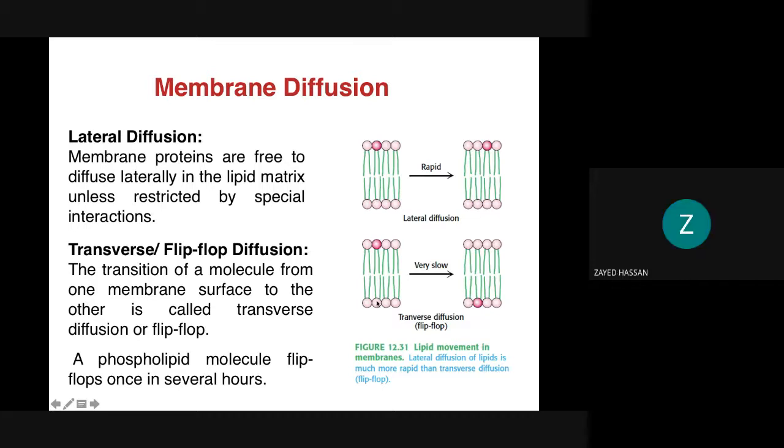Understood. And the membrane is like a fluid, so they are actually moving. They're always moving. So this is possible, it can replace another position. Understood, sir.